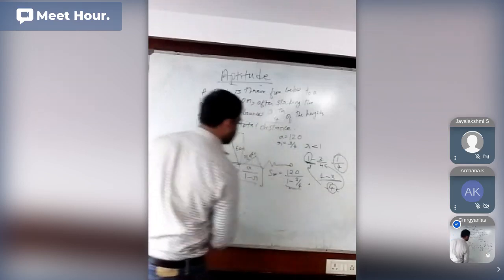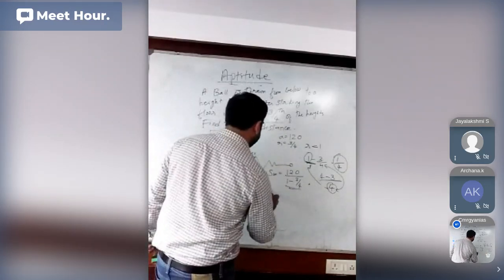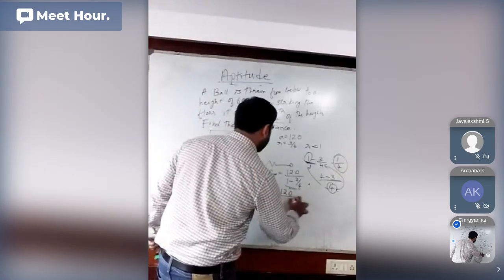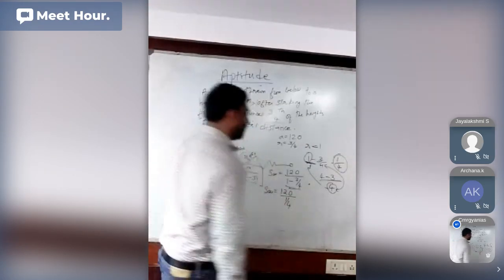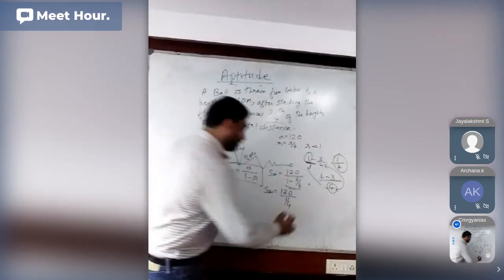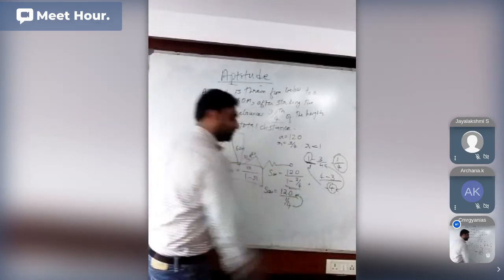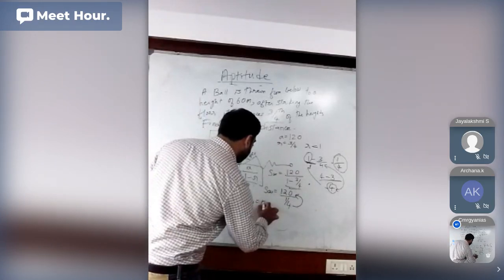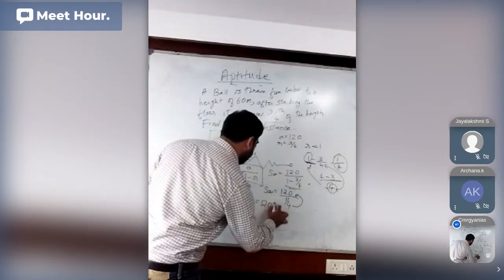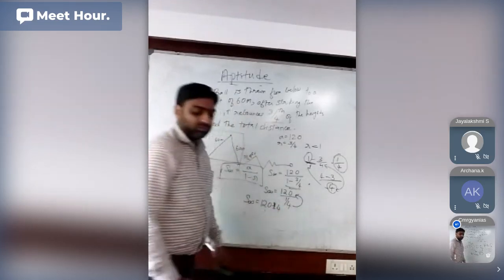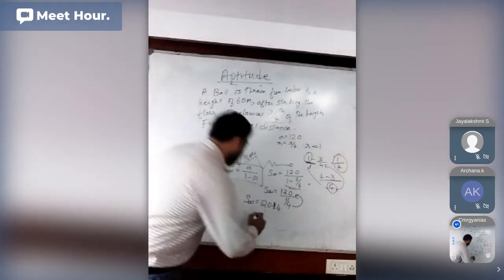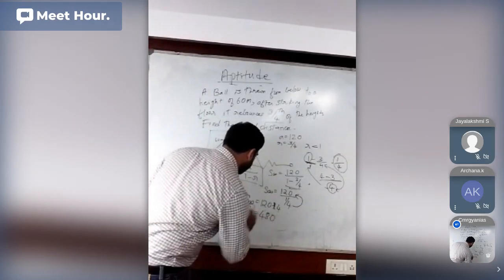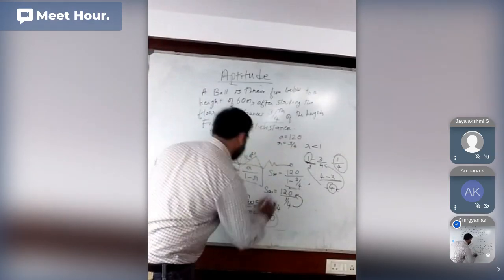So this S of infinity now becomes 120 divided by 1 by 4. So now this 4 goes up here. So now what happens? S of infinity is equal to 120 into 4. Answer is 480. So this is the correct answer.